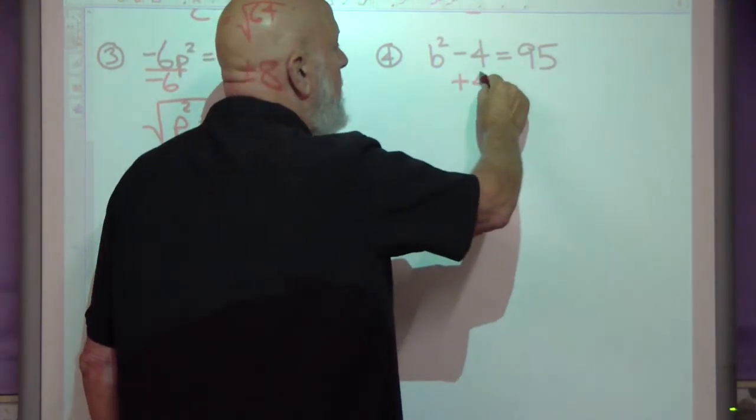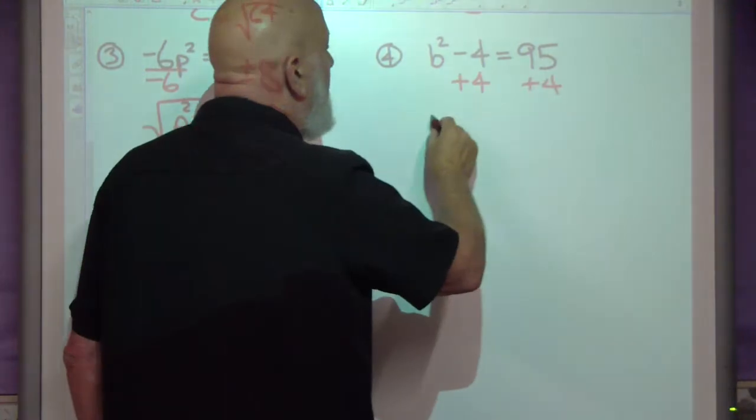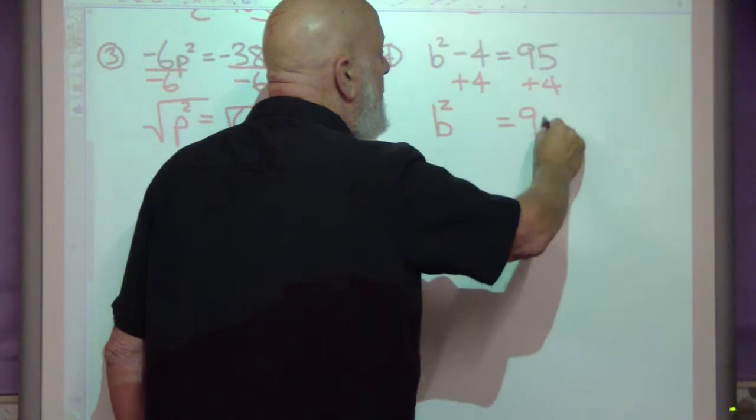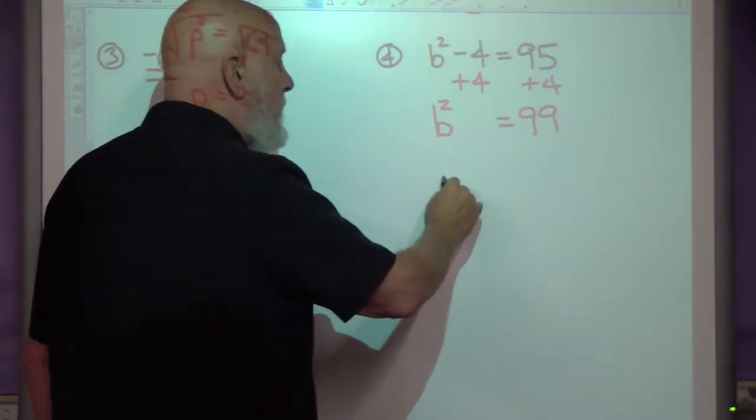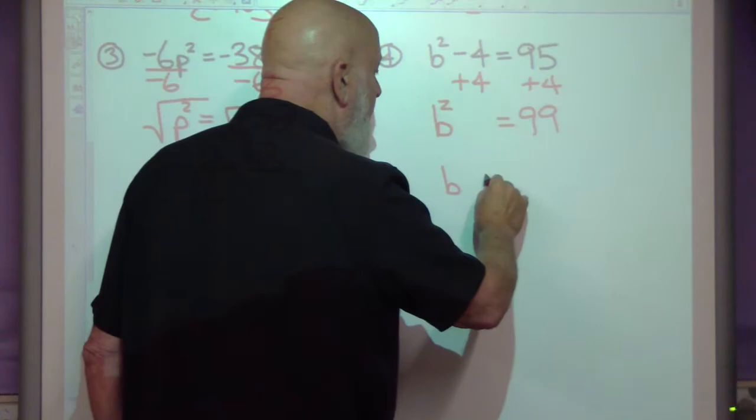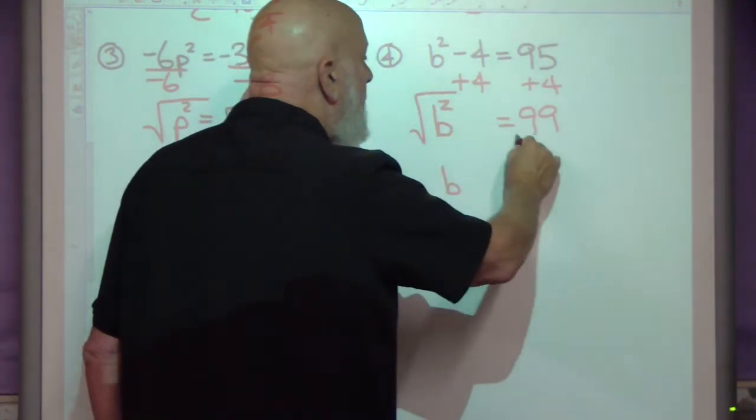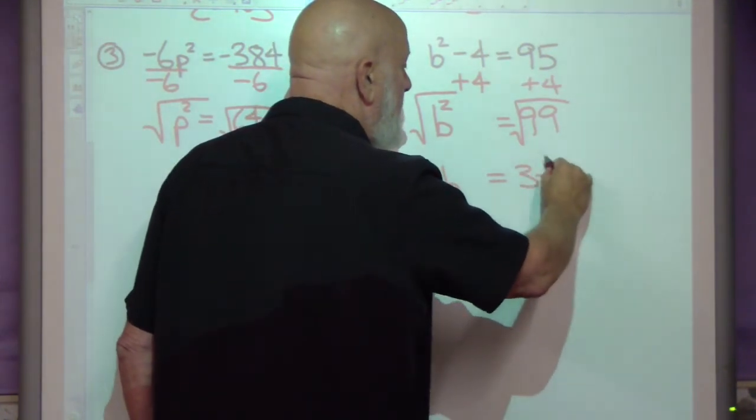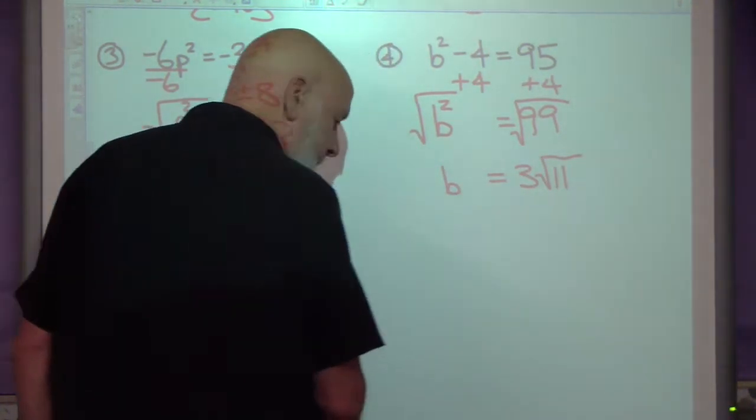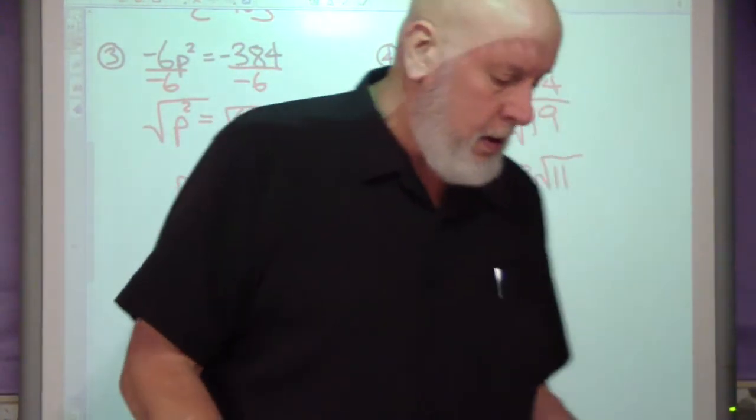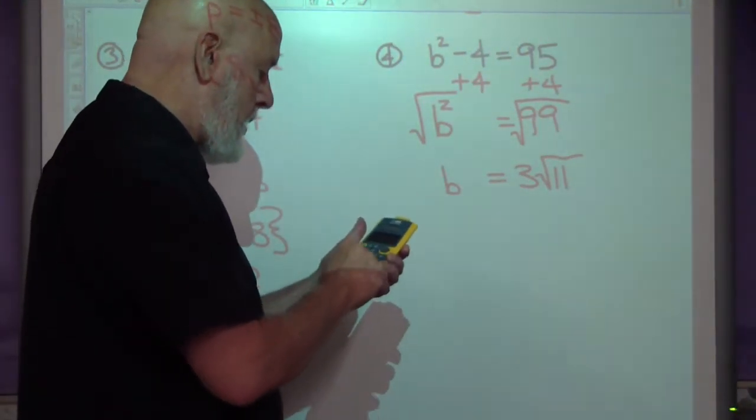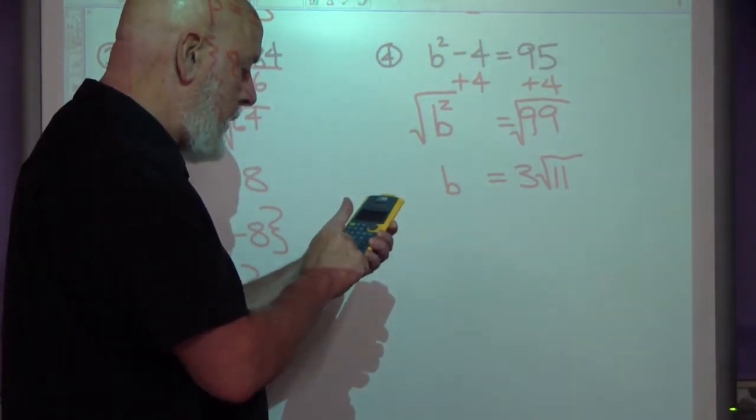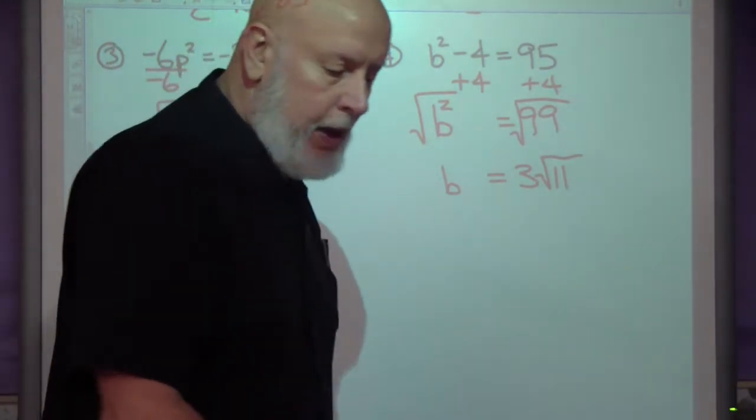Adding 4 to both sides. b squared is equal to, what is that, 99? I take the square root of both sides. If I take the square root of 99 with a calculator, I'll get 3 radical 11, I believe. Let me make sure I did that in my head. Oh, let's see. Second function, square root 99, enter. 3 radical 11, yay, I'm gonna roll.